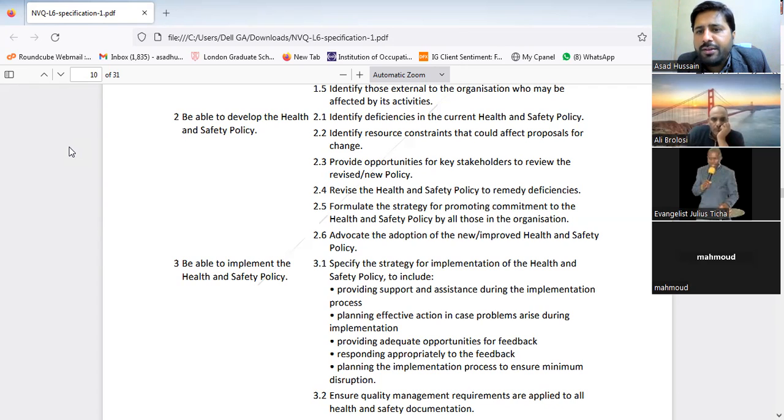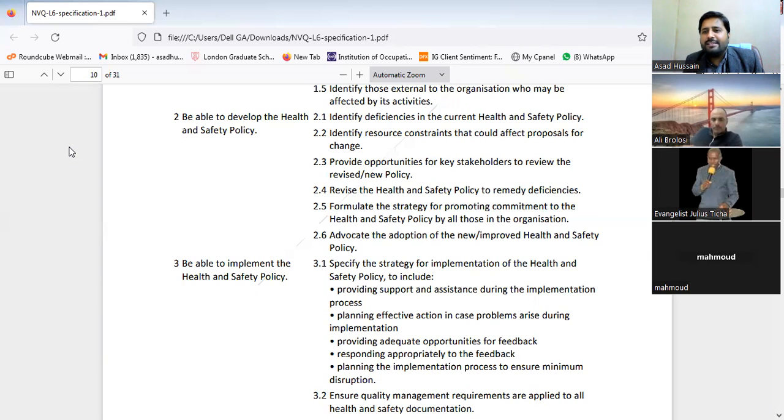Okay. Now we have revised the health and safety policy to remedy deficiencies. There will be no explanation at all. You just have to provide evidence. What type of evidence? That after the review from stakeholders, you have revised the health and safety policy. So in this case, you have to produce the older and newer version of the health and safety policy as evidence. Is it fine for everyone?